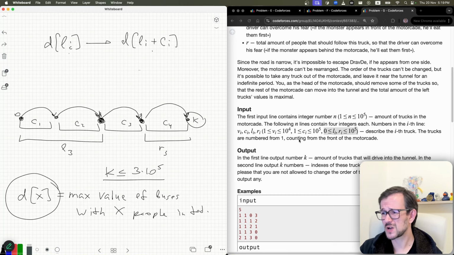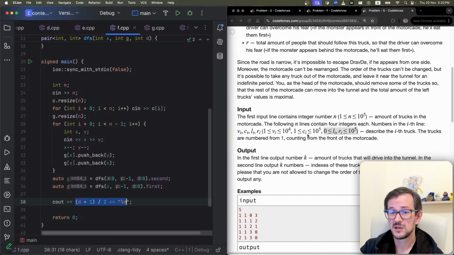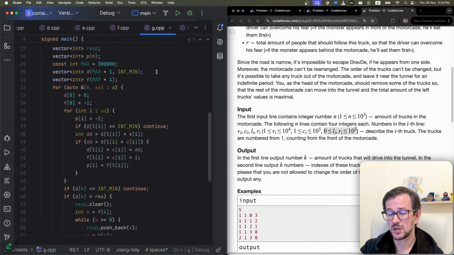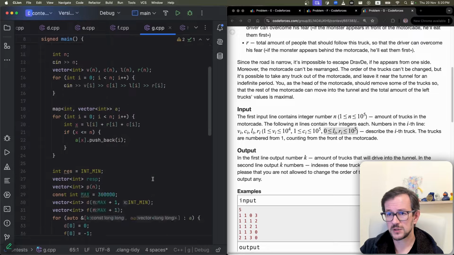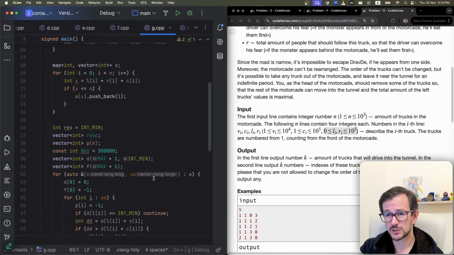You also need to construct the answer, so you need backwards pointers and so on, but it's all technical stuff. After you solve a few thousands of dynamic programming problems, these technical difficulties are actually very small. So that's the whole code actually. It's pretty short. Let's look at it.